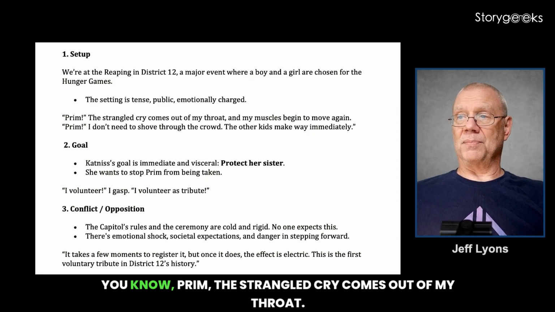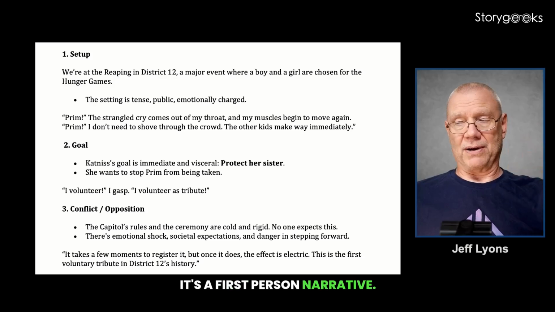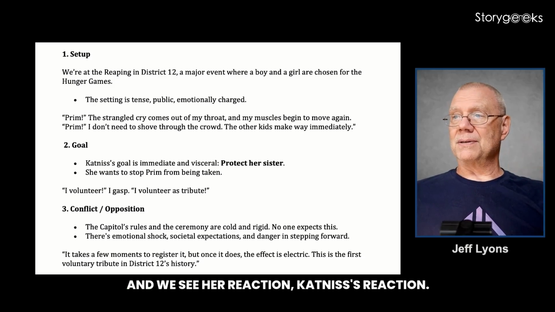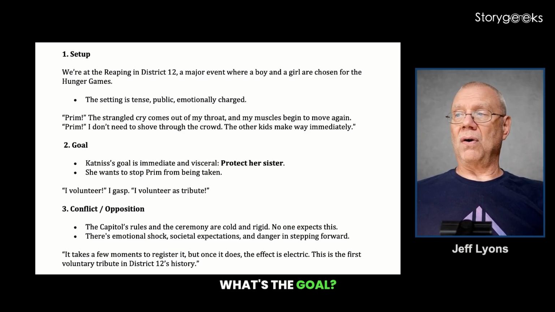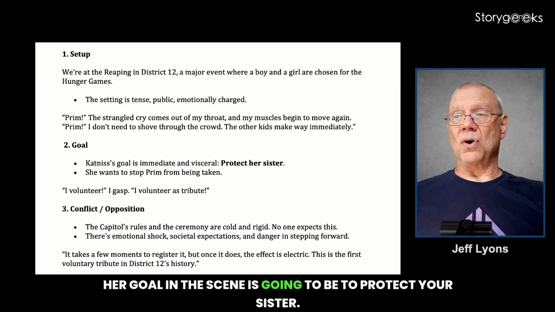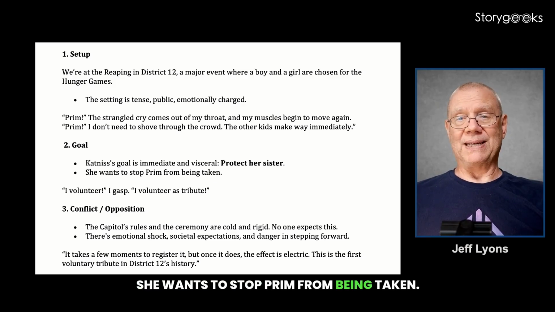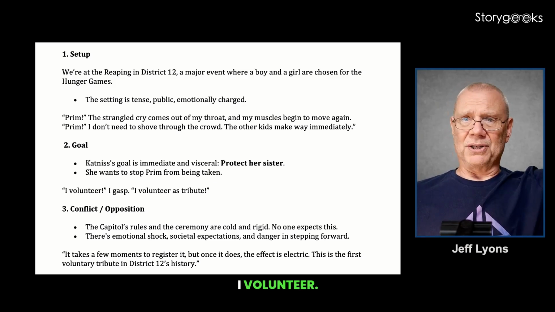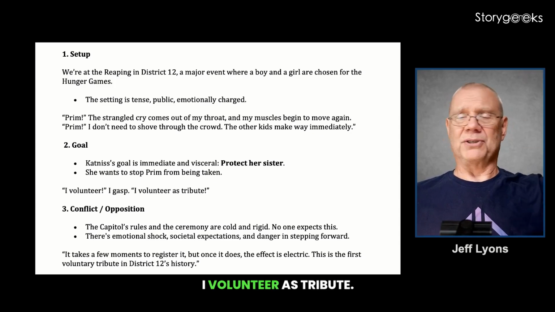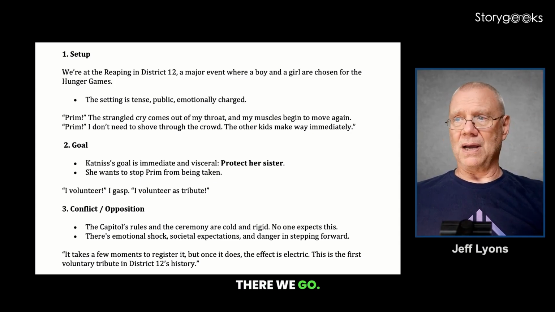And then there's Prim, the strangled cry comes out from my throat. It's a first-person narrative, and we see Katniss's reaction. What's her goal in the scene? Her goal is going to be to protect her sister. She wants to stop Prim from being taken. I volunteer. I volunteer as tribute. Right? There we go. What's the conflict?